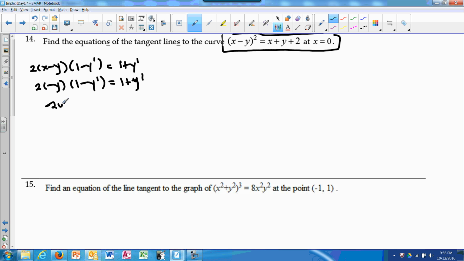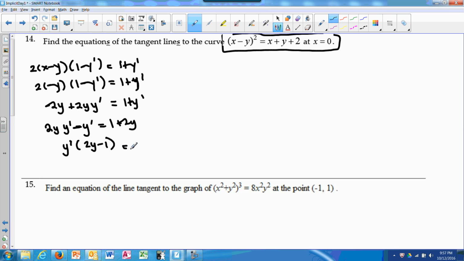So negative 2y distributes to the 1 and to the negative y prime. So plus 2y y prime equals 1 plus y prime. So 2y y prime minus 1y prime equals 1 plus 2y. So y prime times (2y minus 1) equals 1 plus 2y, and y prime equals the right-hand side, 1 plus 2y, all divided by the quantity 2y minus 1.